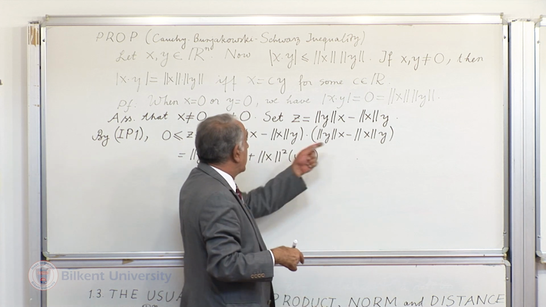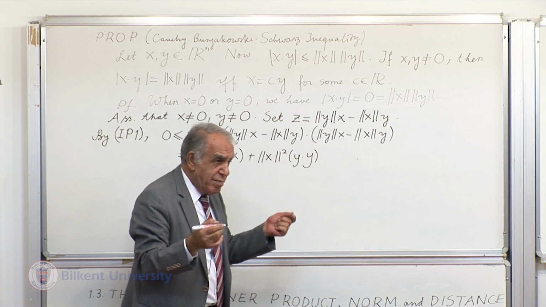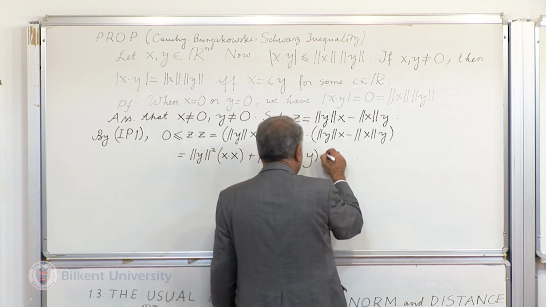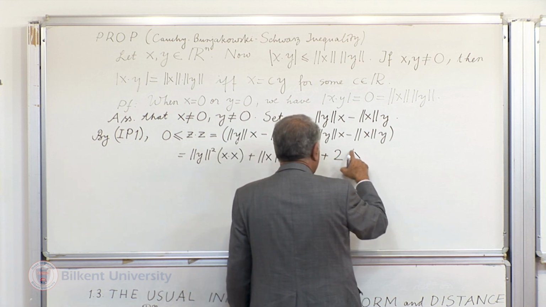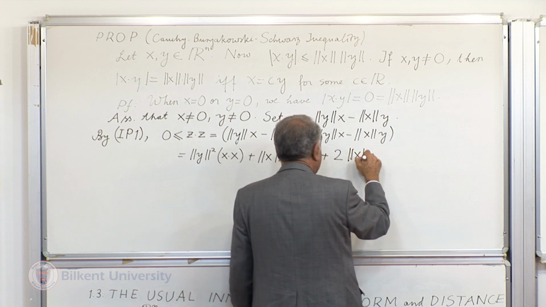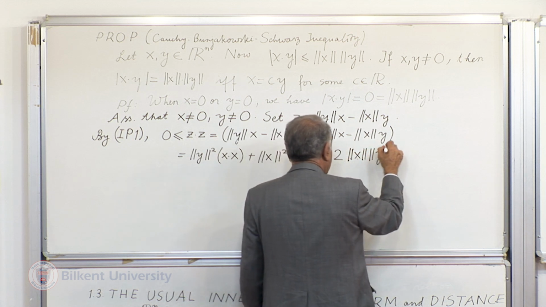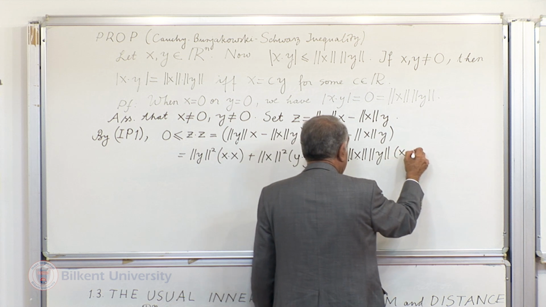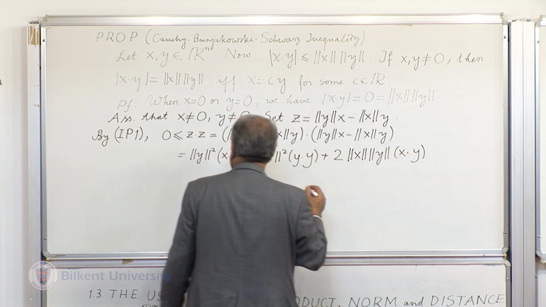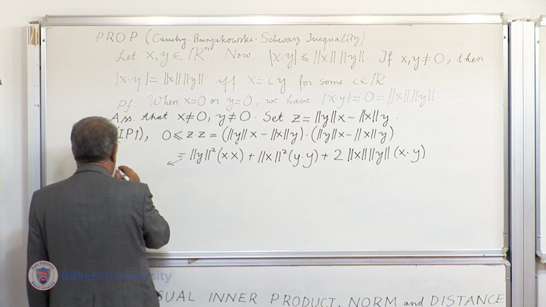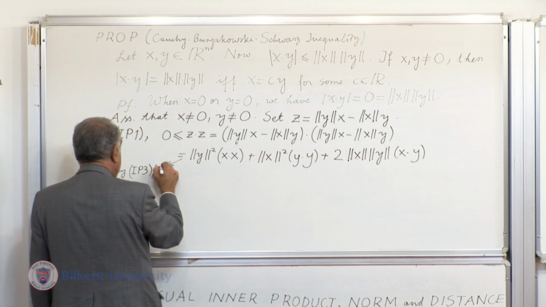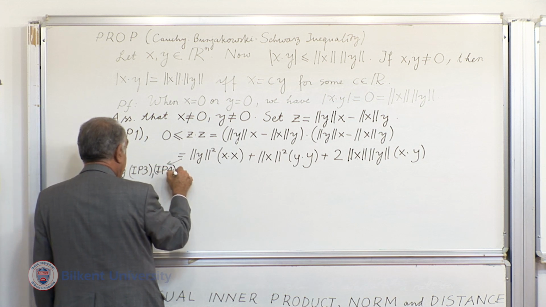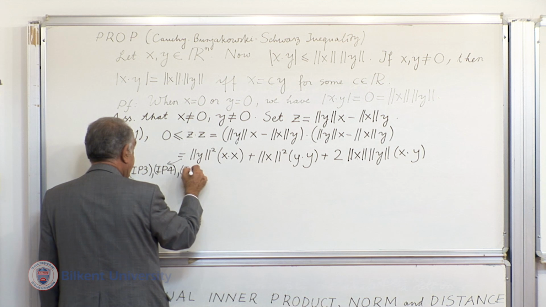But here x dot y and y dot x are the same. I can combine them. This will be twice. Well, let me first write the scalar: the norm of x, the norm of y, x dot y. And this by IP3, IP4, and IP5.